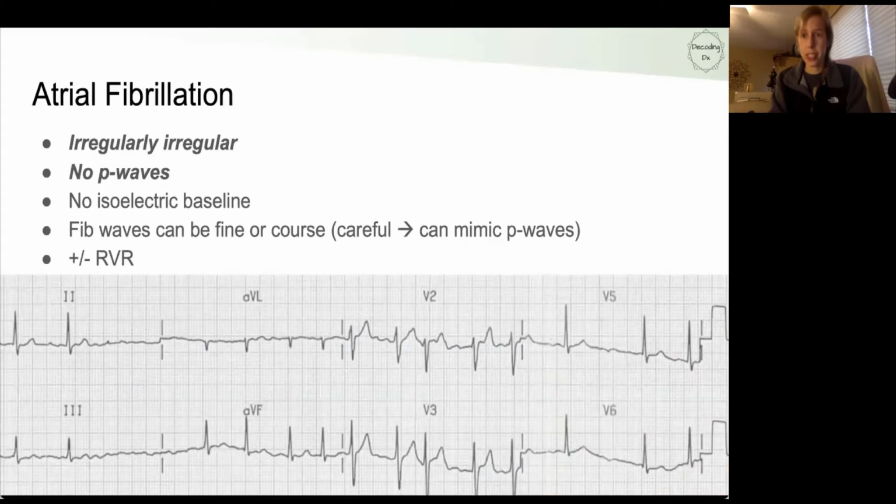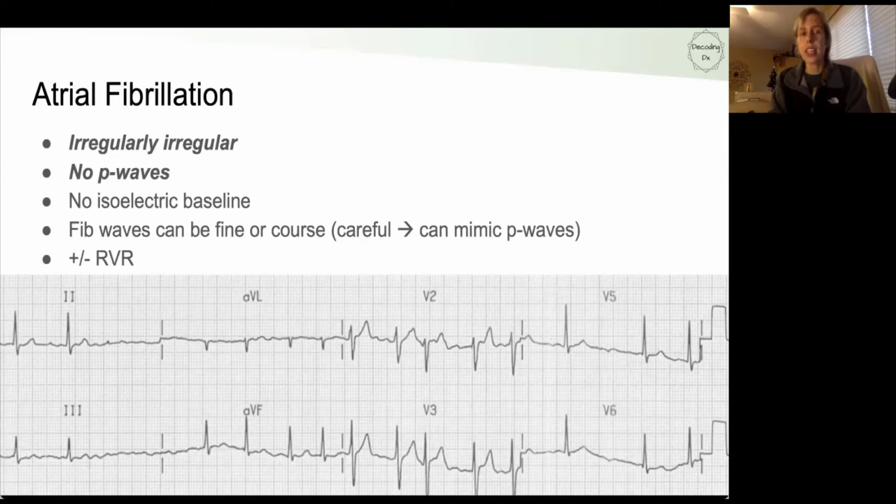Next up is atrial fibrillation. This is a rhythm that even a lot of non-medical people are aware of. This is what we classically think of as the irregularly irregular rhythm. But the key here is that there are no actual P waves and no actual isoelectric baseline, because the atrial muscle is essentially just freaking out. It's buzzing all around, and there's no clear contraction or coordinated effort by the atria.